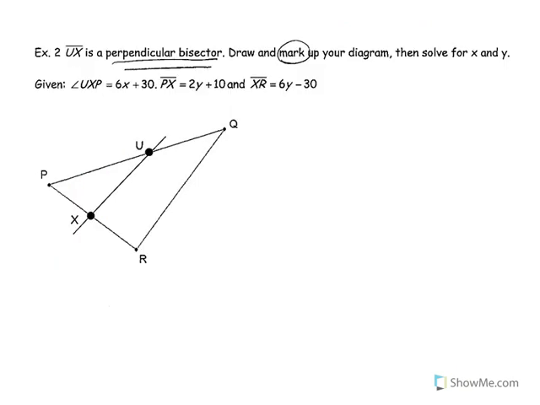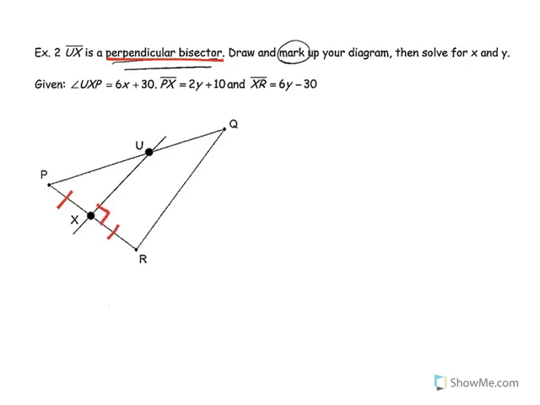Alright, so example 2, now we're going to solve some algebra problem with the geometry. So UX is a perpendicular bisector. Remember, the very first thing we want to do is draw and mark up our diagram, and then we can set up equations to solve for x and y. So let's mark knowing that it's a perpendicular bisector. That means that UX, this segment here, is crossing through the midpoint at tick marks and at a 90-degree angle.